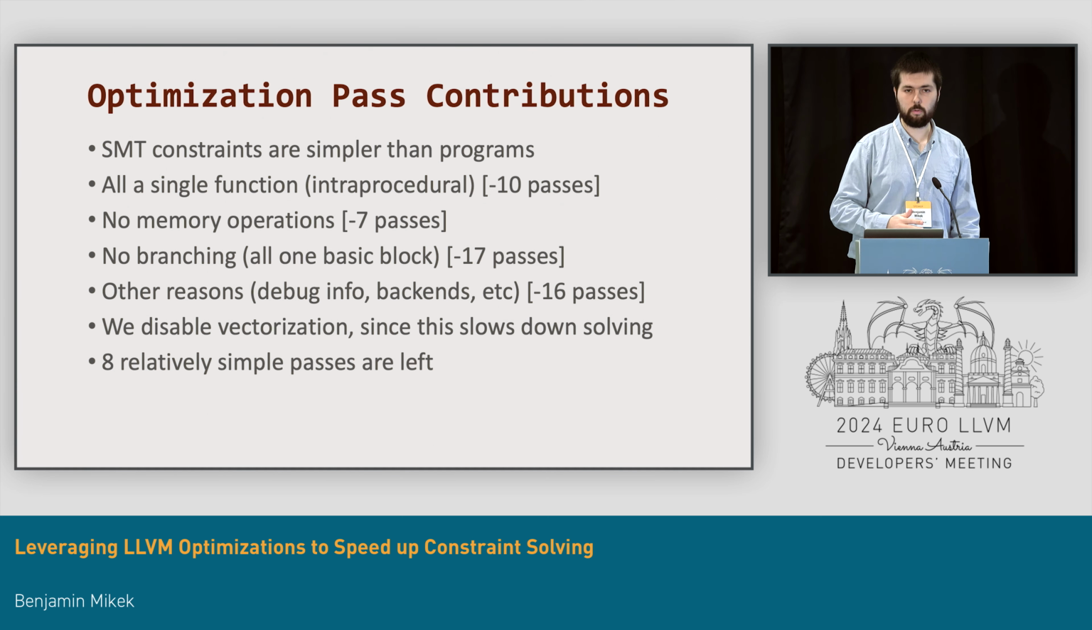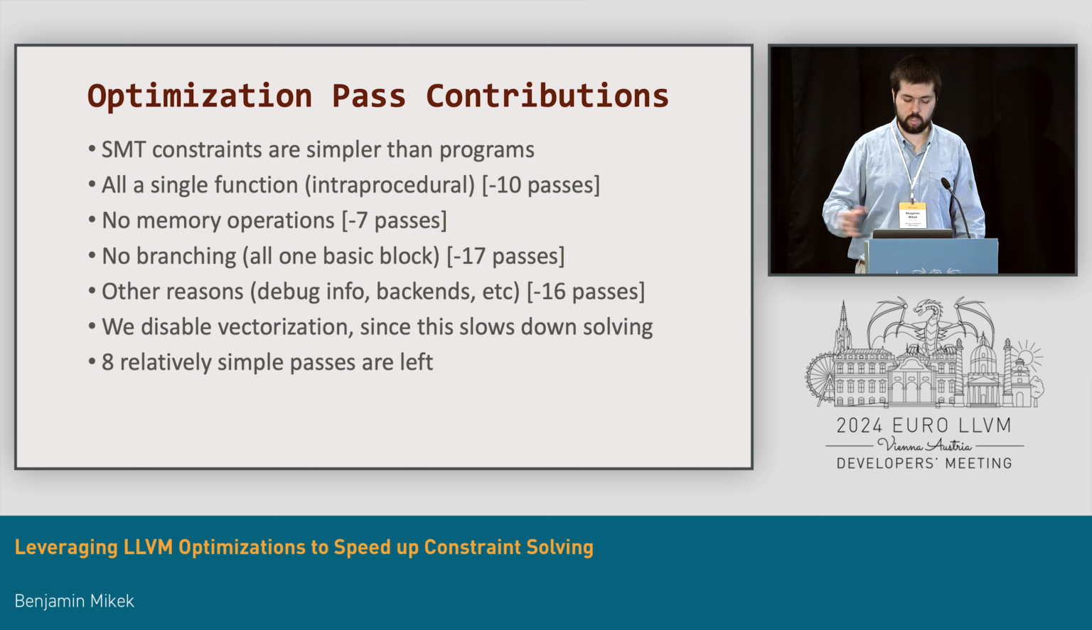There's no memory operations. We've decided to translate in a way that translates all variables into LLVM registers. So we don't need to do any passes that have to do with memory operations. And there's no branching. Everything goes into one basic block. This has to do with the way in which SMT constraints are unordered. And so we can get rid of any passes that optimize branching. There are 17 of those in the LLVM optimizations. And then there are various other reasons. There are some passes that have to do with particular backends or debug info. And those we also don't need to consider because they aren't relevant to the SMT problem.